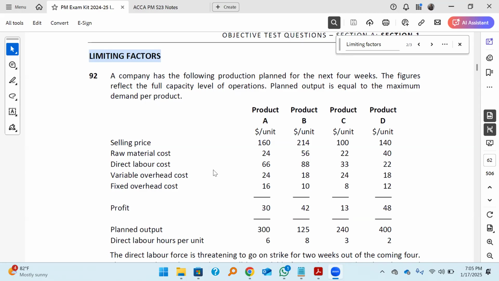So today we are going to look at questions that have to do with limiting factors. And I'm sure from what we did last time, you remember we also looked at limiting factors, where we looked at throughput accounting. So the difference between what we did last time and what we are going to look at this time round is basically looking at when you have more than one limiting factor.